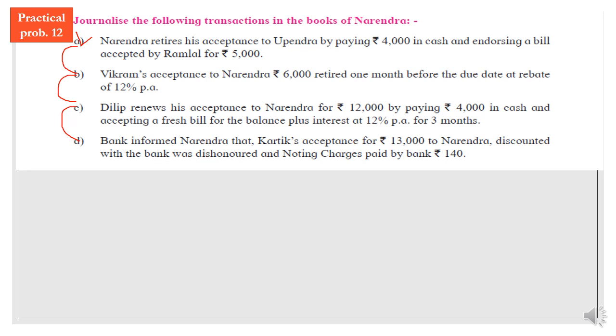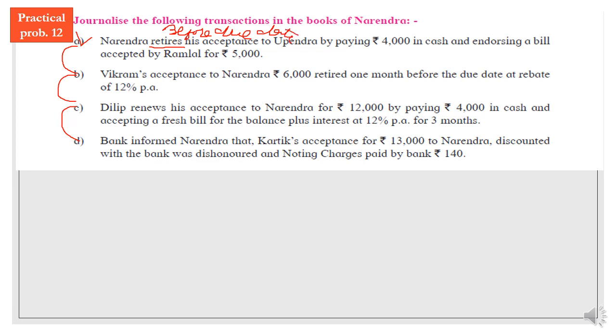So first, let's read the first one. Narendra retires his acceptance to Upendra. So Narendra is the drawer, Upendra the drawee. Narendra is retiring his acceptance. Just read again, students. Retirement means making the payment of the bill before the due date. So whatever payment is done by the drawee to the drawer before the due date, that condition is known as retirement of a bill.